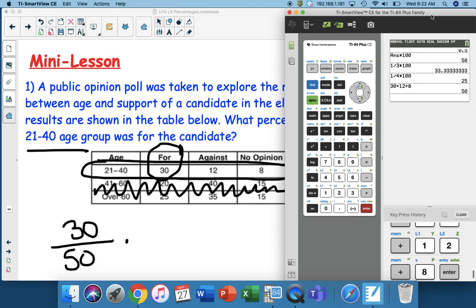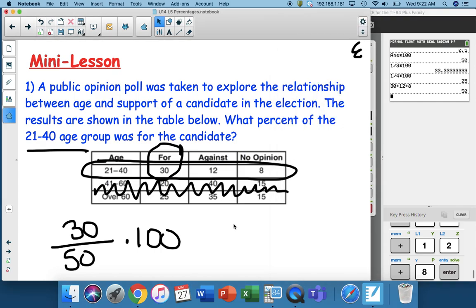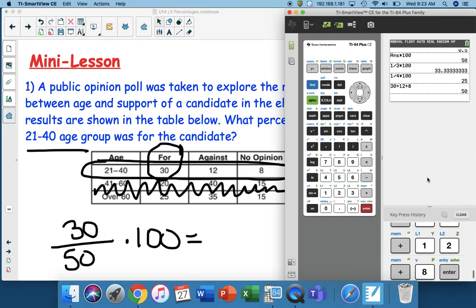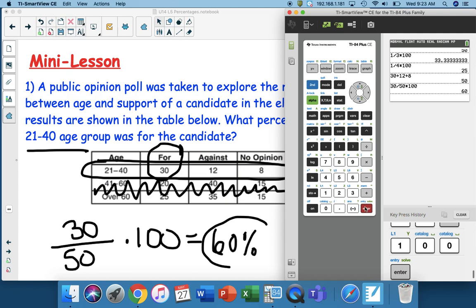So 30 out of 50 people from the age of 21 to 40 were for the candidate. Okay? Now, what percentage is that? So we do 30 divided by 50 times 100. And that is 60%. Always include those percent symbols, all right?